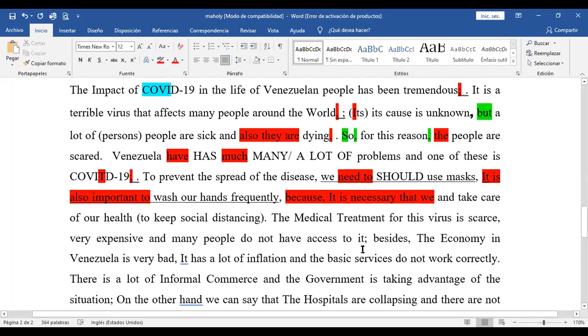Very good. Luego dice, empieza otra idea. Dice, the medical treatment for this virus is scarce, very expensive and many people do not have access to it. ¿Qué dicen ustedes? Luego de very expensive, una coma. Después de very expensive, no. For this virus is scarce, comma, very expensive and many people do not have access to it.